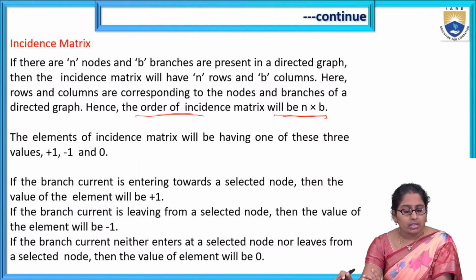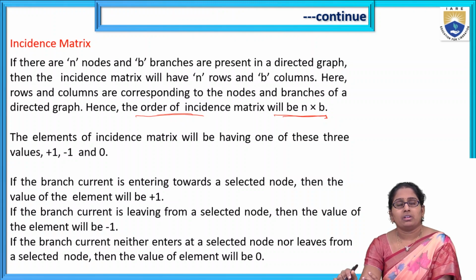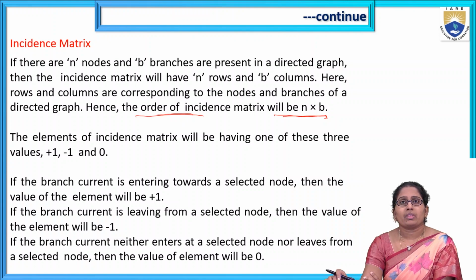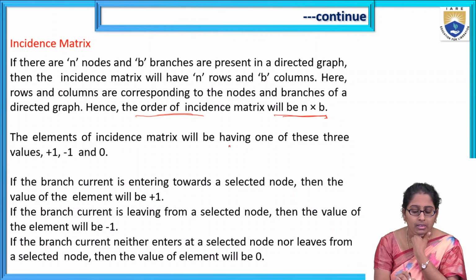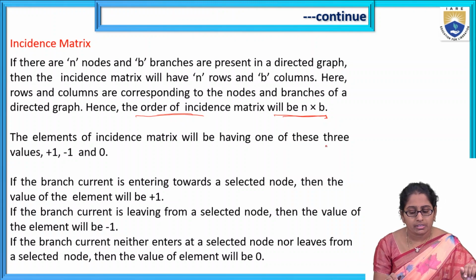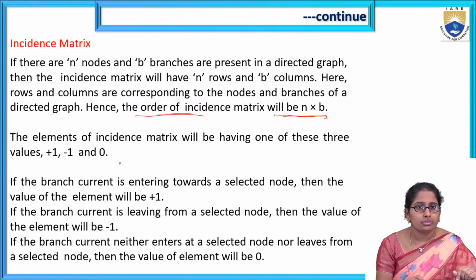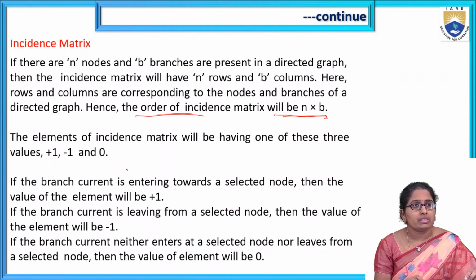Now, what are the elements of the incidence matrix? The elements of the incidence matrix will have one of these three values: +1, -1 and 0. These are the only elements present in the incidence matrix.